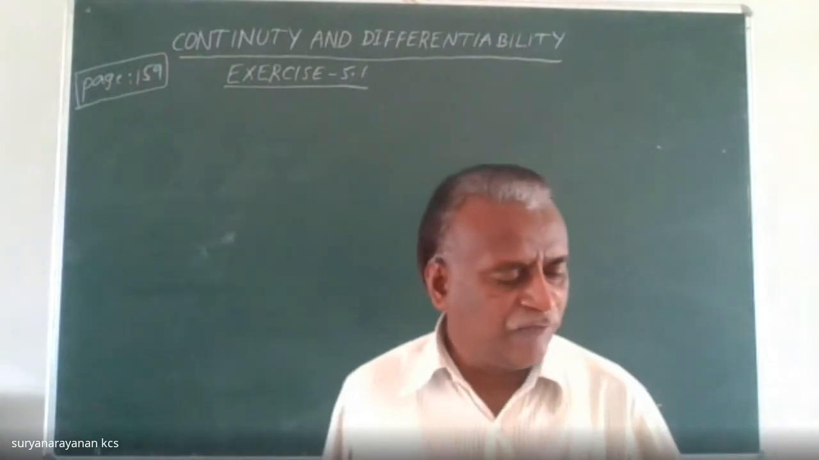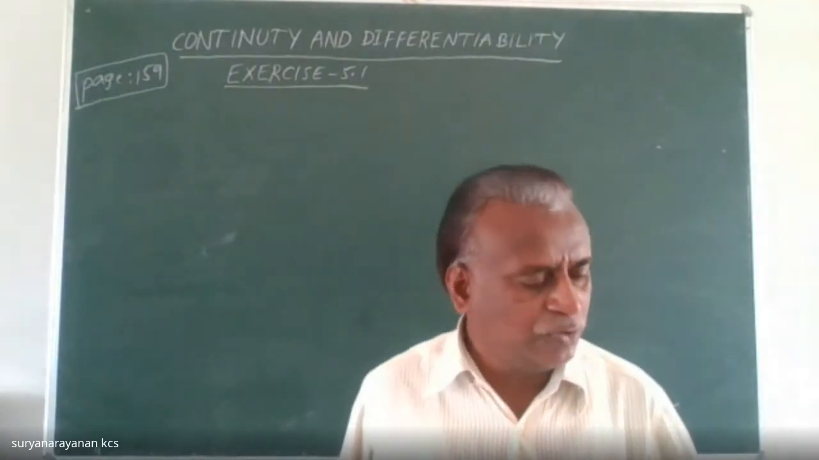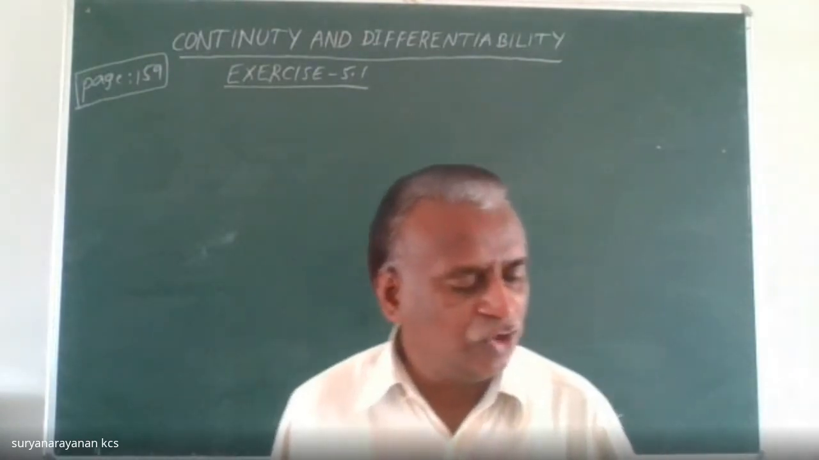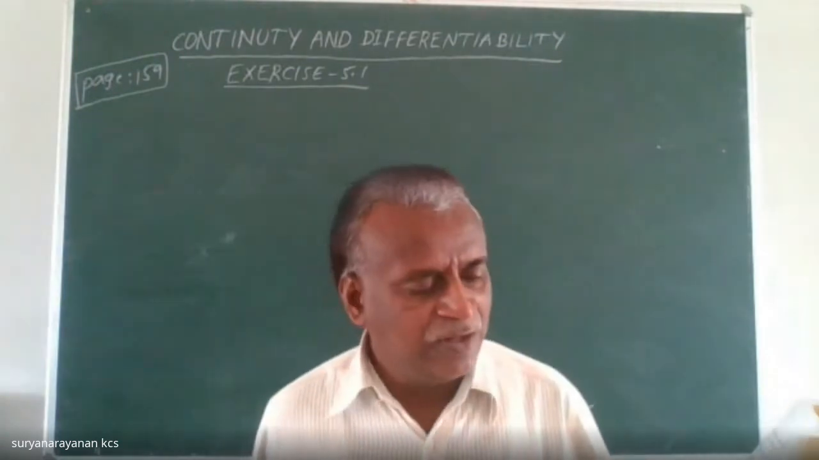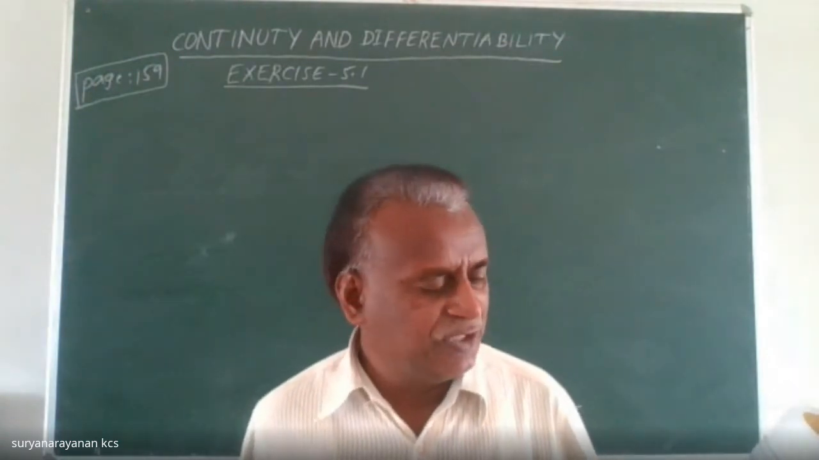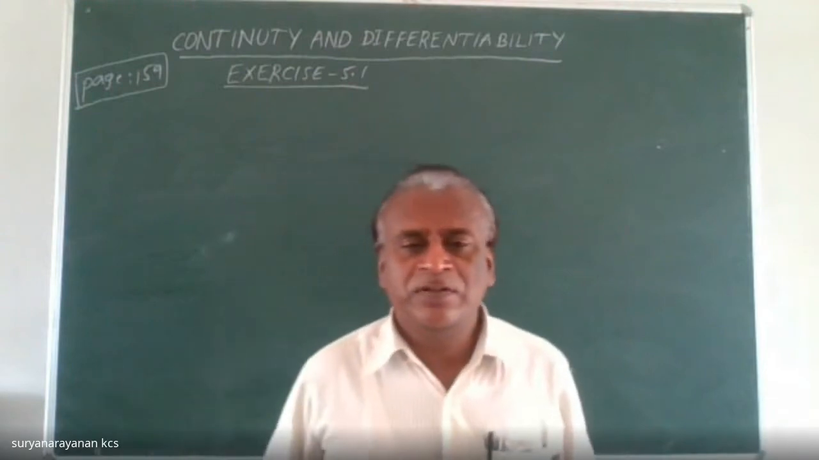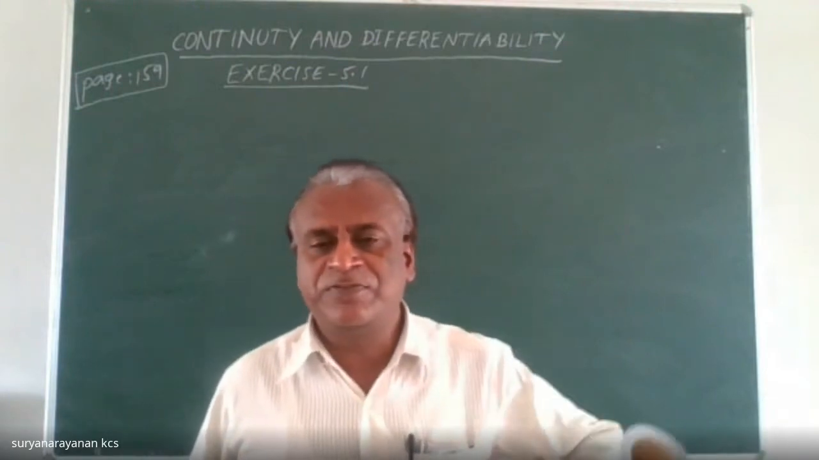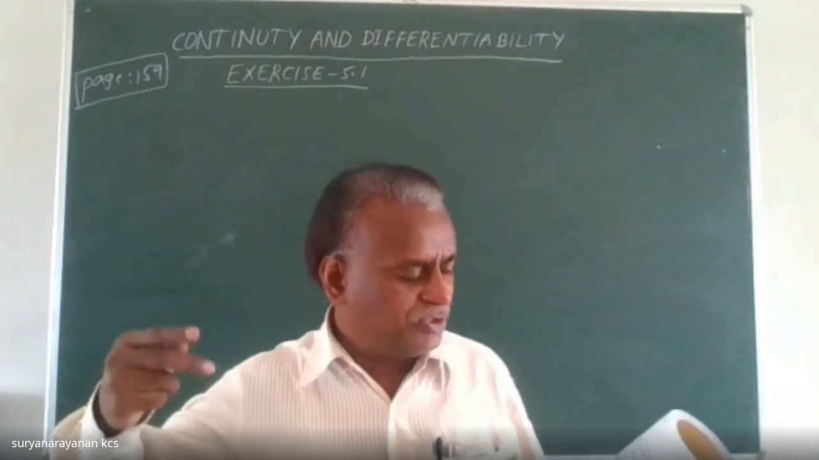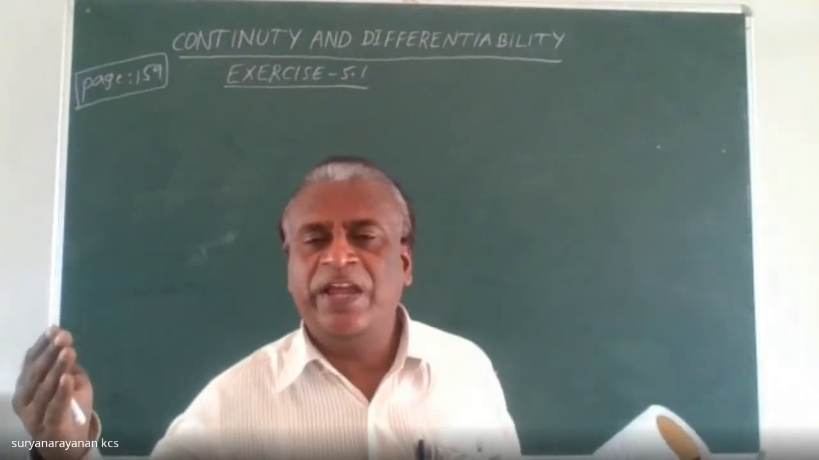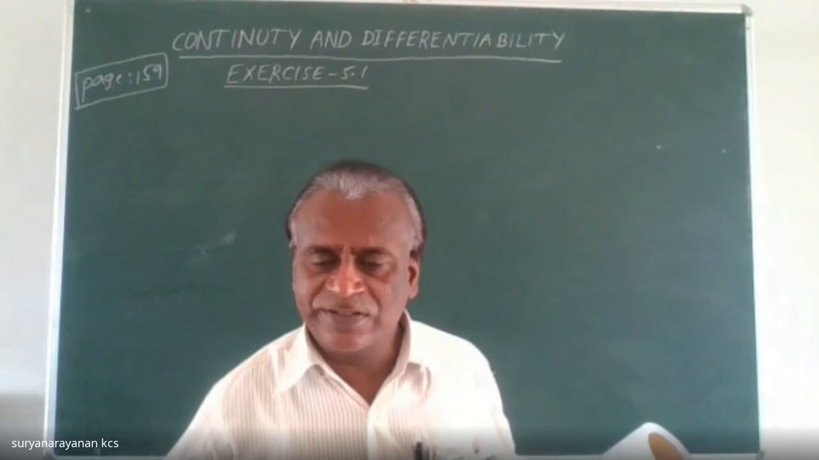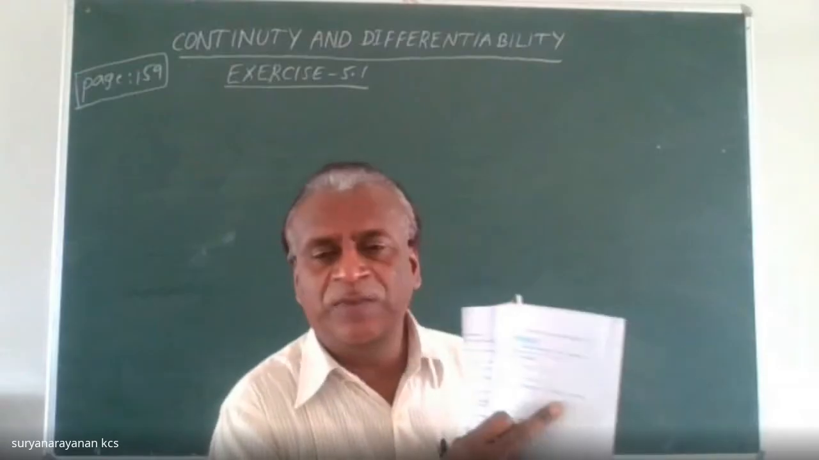Prove that the function f of x is equal to x power n is continuous at x is equal to n, where n is a positive integer. This is also same as that of question number 3. Will you try this one? In the question number 3, we have taken a is a real number. Yes or no? Yes, sir. Similarly here, n is a positive integer.